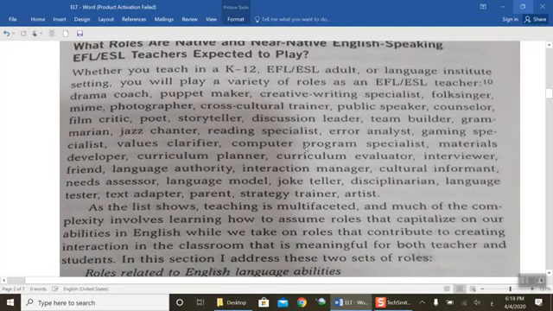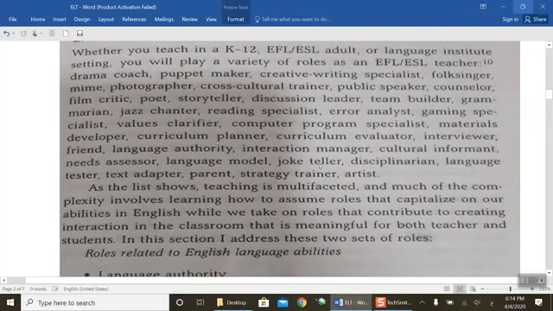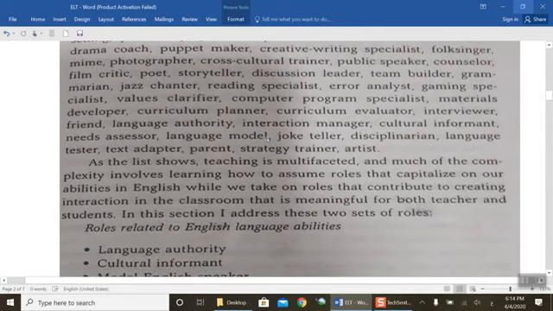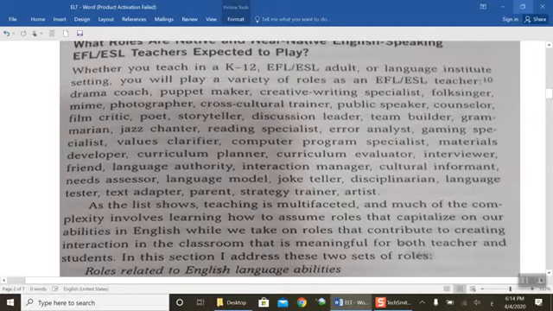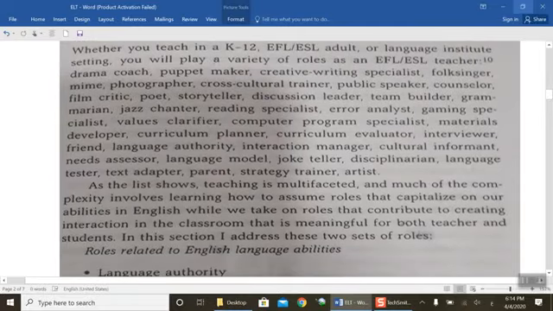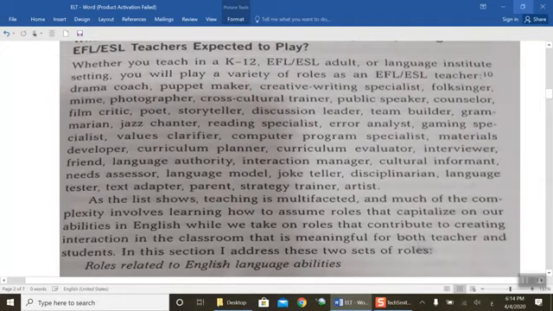Now I need a computer, I need to make videos for you. Okay, you must be an expert in computers. Materials developer, etc. Joke teller, joker. Yes. Language tester, test. You see, all this you need to play the role. You can play all these roles. Just understand this. Understand.